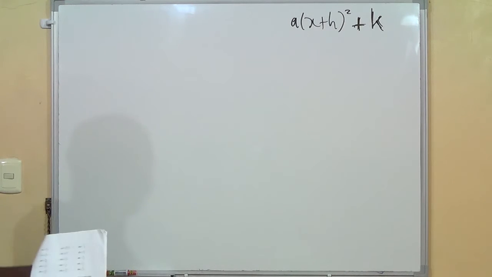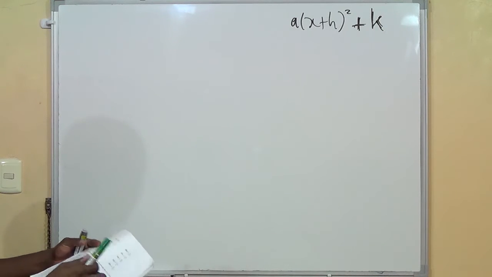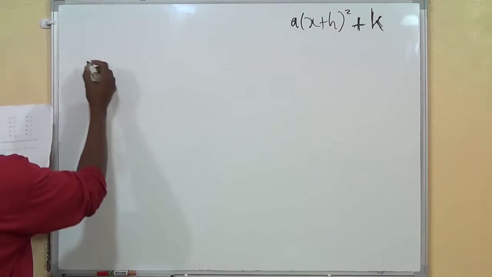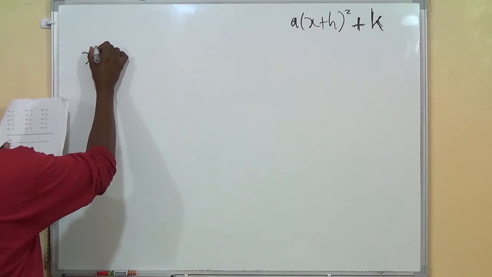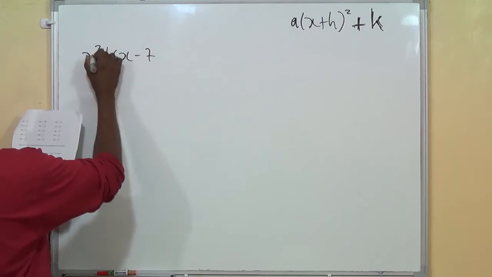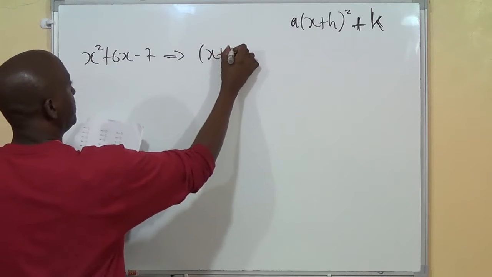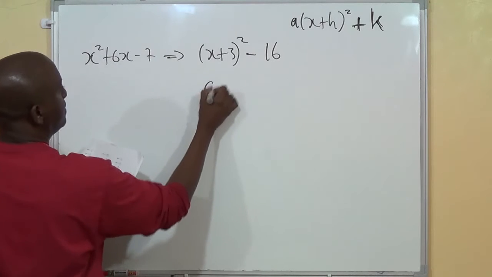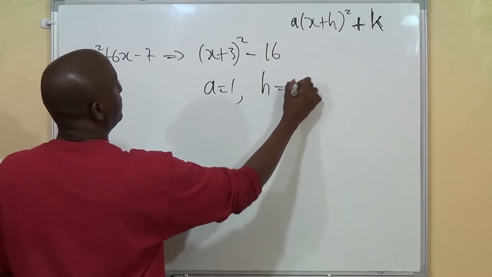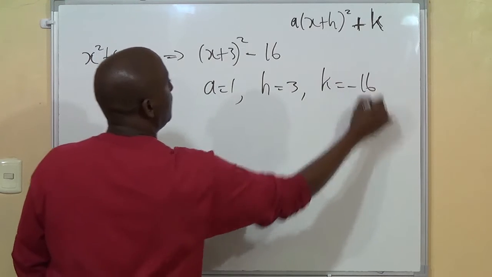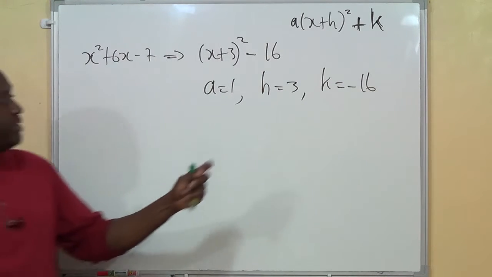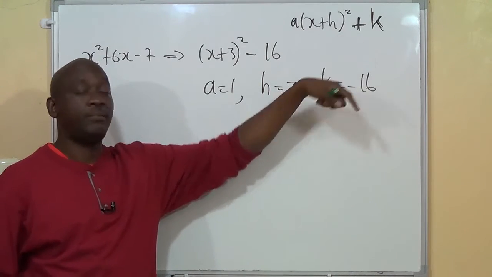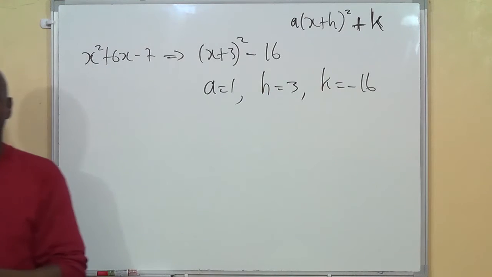Let me see. I didn't state the values of a, h, and k. Right. So just for the record, I'm going to do that now. In that last question we just did, just for the sake of revision, we had x squared plus 6x minus 7, and that worked out to be (x + 3) squared minus 16. In this case, a is equal to 1, h is equal to 3, and k is equal to minus 16. So in other words, you have to be prepared also to state the values of the constants in the vertex form, because a lot of times that is actually requested.